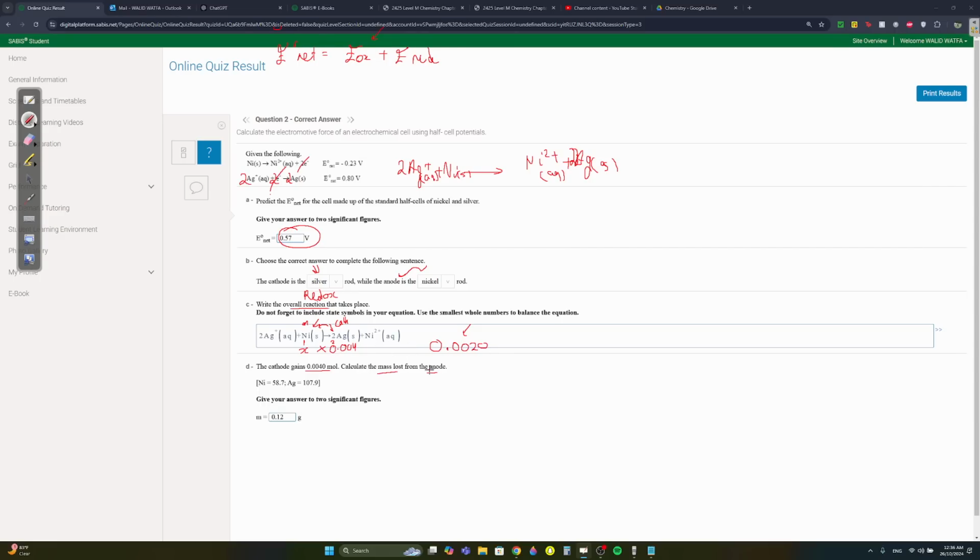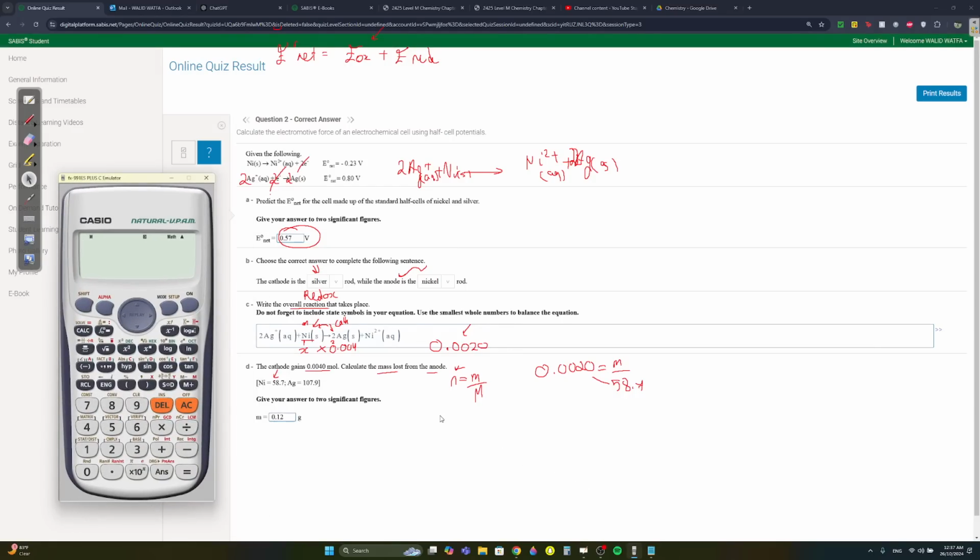How do you find mass? We're talking about nickel, right? n is equal to mass divided by molar mass. The moles is 0.002. The mass we're trying to find, the molar mass of nickel is 58.7. Cross multiply, you can get 58.7 times 0.002, and you should get to 2 significant figures around this. It's going to be 0.12.